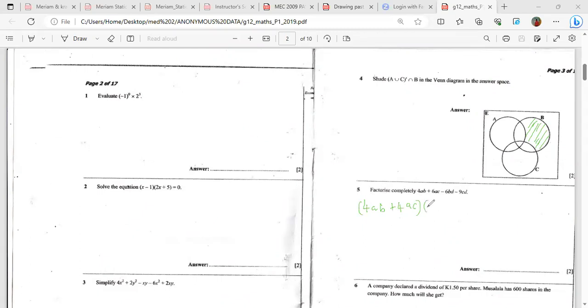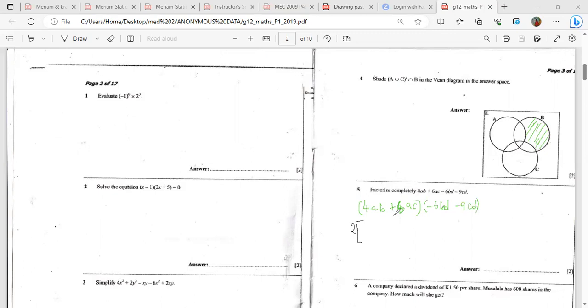And then we also cover negative 6BD minus 9CD. So here the common thing between 4 and this, no, that's not 4, 6, 6. Okay, yeah, that is a 6. So we are going to say what is common between 4 and the 6. The number 2 is common. So we're going to say 2.